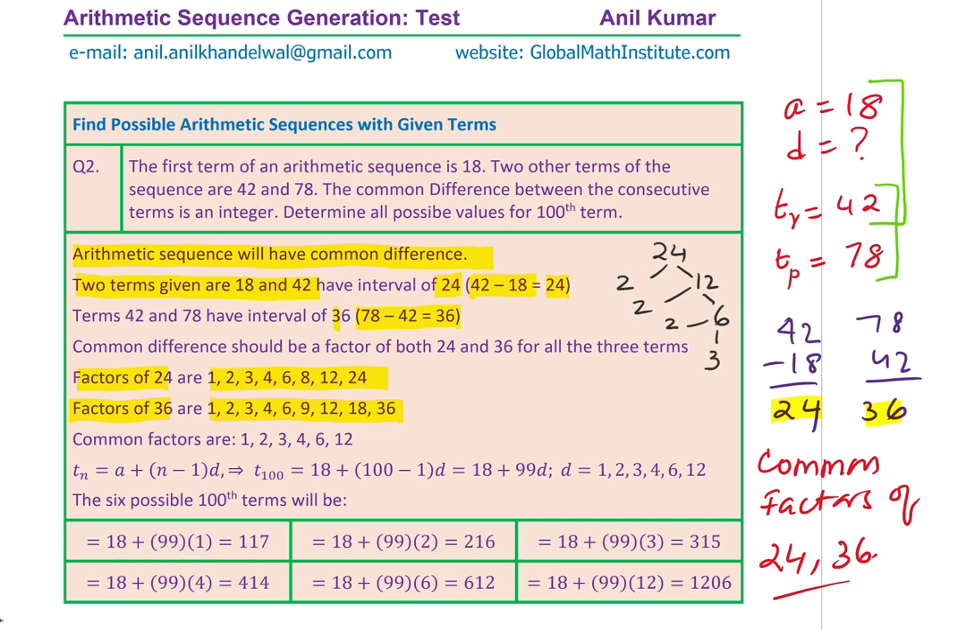So 2 times 2 is 4. 2 times 2 times 2 is 8. 3 times 2 is 6. 3 times 4 is 12. All those numbers are written here. That gives you a complete list.